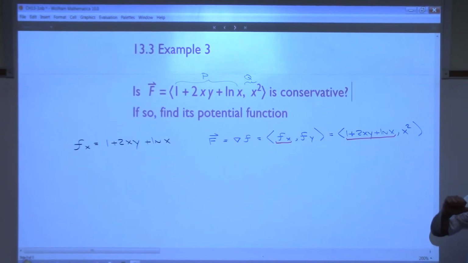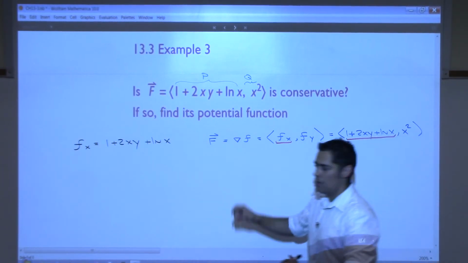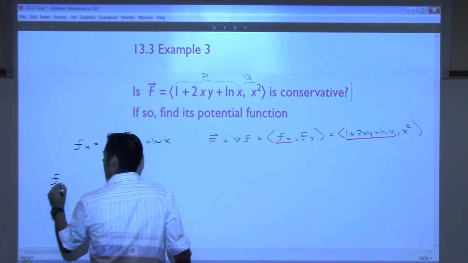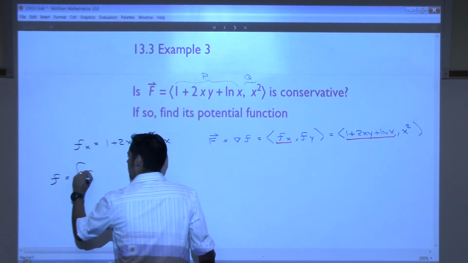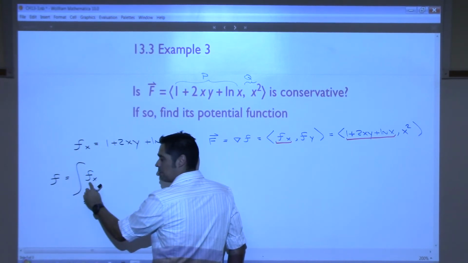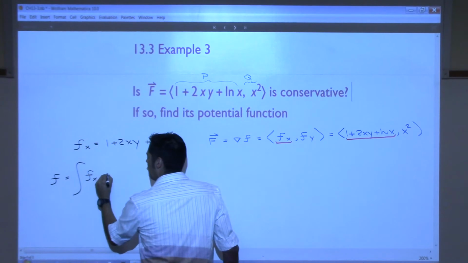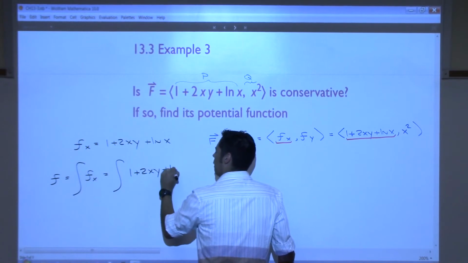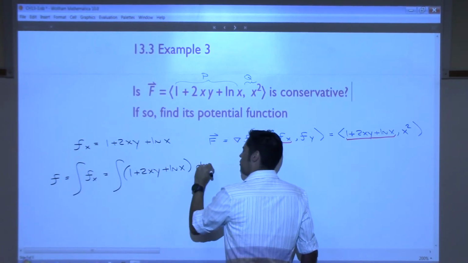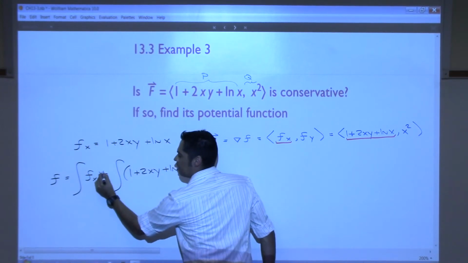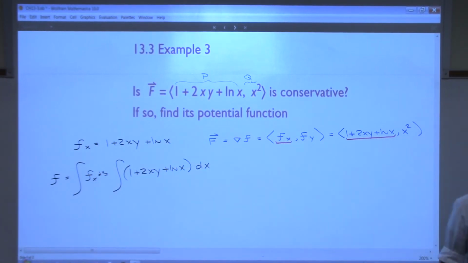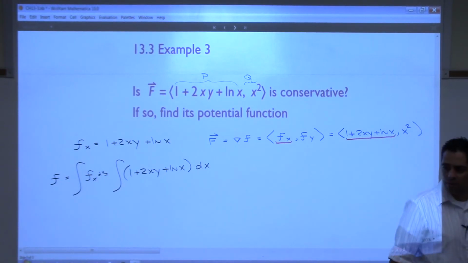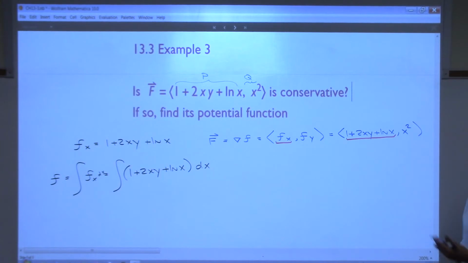What I'd like to do is go back to little f. So I'm going to integrate this. Do you agree with this? Little f should be equal to the antiderivative of the partial of little f with respect to x. Do you agree with that? But that's just the integral of this thing, 1 plus 2xy plus natural log x, with respect to x. Maybe I should have put dx in here, sorry. Do y'all follow what I'm doing? Going backwards, integrating. The reason we're calling it partial integration is because we're integrating with respect to only one of the variables. We have two. So just think backwards now.